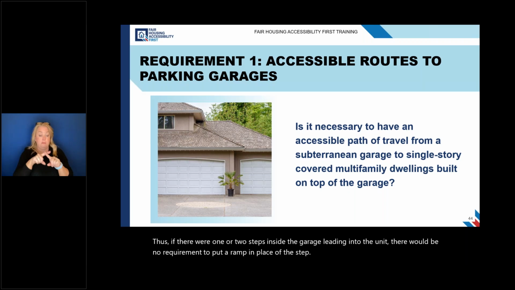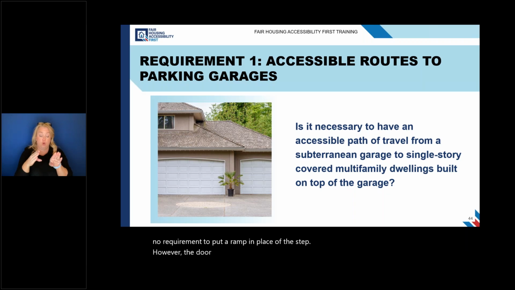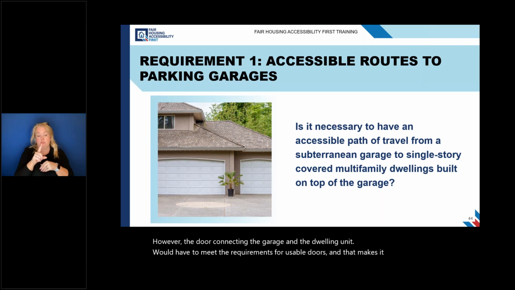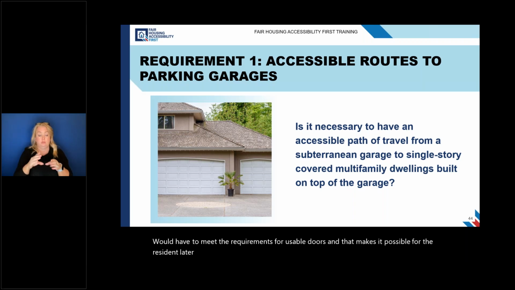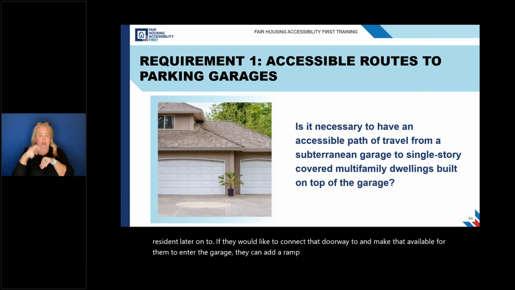However, the door connecting the garage and the dwelling unit would have to meet the requirements for usable doors. And that makes it possible for the resident later on, if they would like to connect that doorway and make that available for them to enter the garage, to add a ramp or some other device, as long as that doorway meets that requirement.